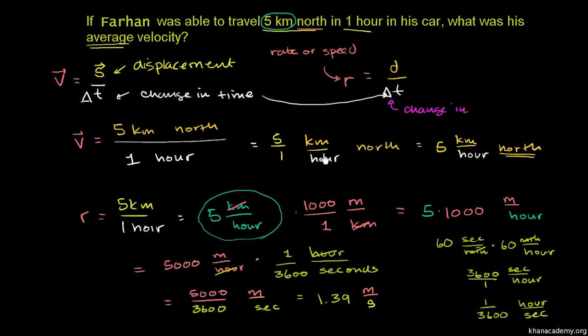Well, you knew that just by looking at it. 5 kilometers per hour, that's pretty much just letting the car roll pretty slowly.